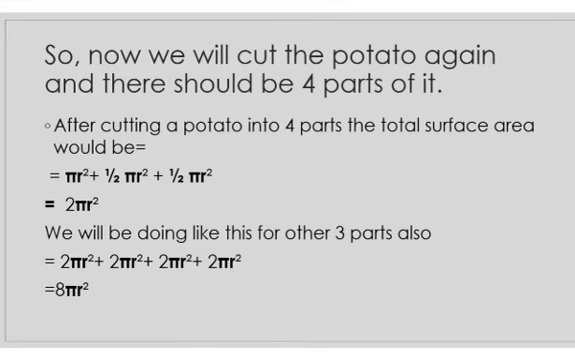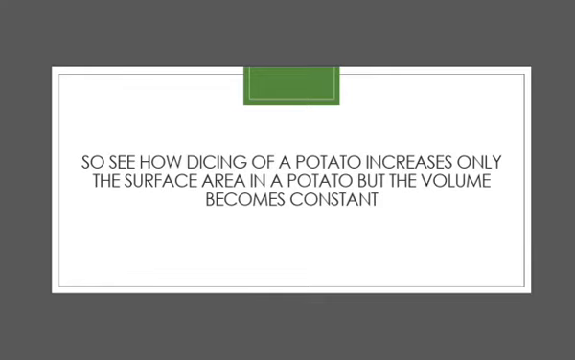That will be 2 pi r square plus 2 pi r square plus 2 pi r square and plus 2 pi r square. The total is 8 pi r square. So see how dicing of a potato increases only the surface area in a potato but the volume becomes constant.